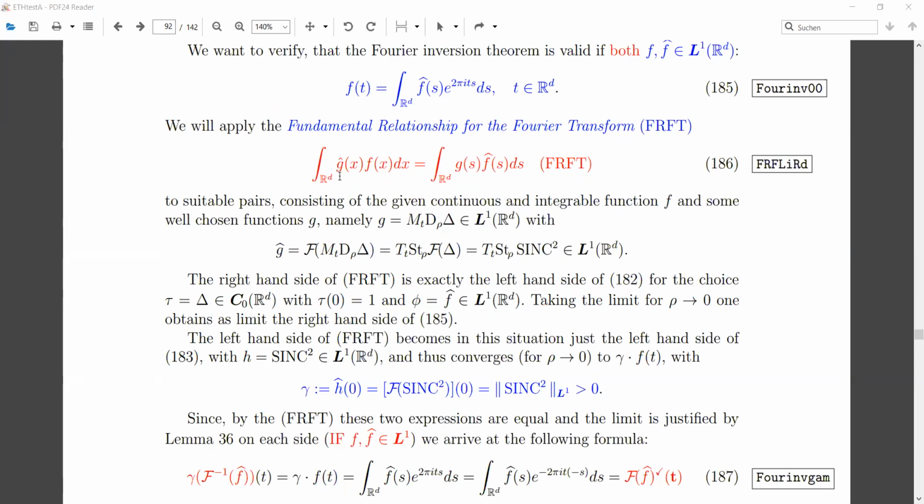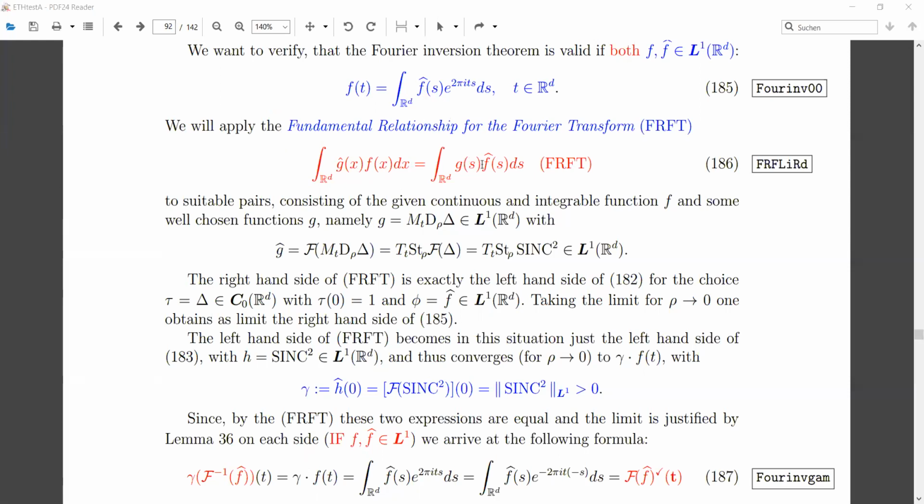Now, how can you do it? Well, by choosing the g in one of those spaces where everything works fine in such a way. So we take a triangular function, and here we make use that the Fourier transform of the triangular function still can be used to form a Dirac sequence, and that gives you f of t, and on the right-hand side, you get the full integral, which exists if f hat is in L1.